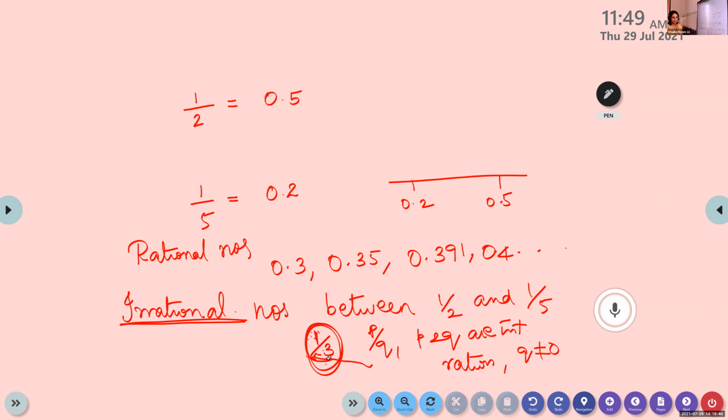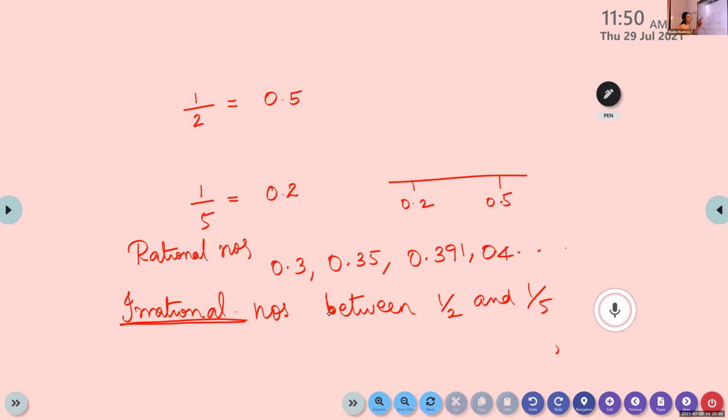It is not irrational, but the decimal expansion is non-terminating. So what will be the answer? What we have learned: if the decimal expansion is non-terminating and not repeating, it is irrational. We know 1/2 is 0.5 and 1/5 is 0.2. We want to find some irrational number between 0.2 and 0.5.